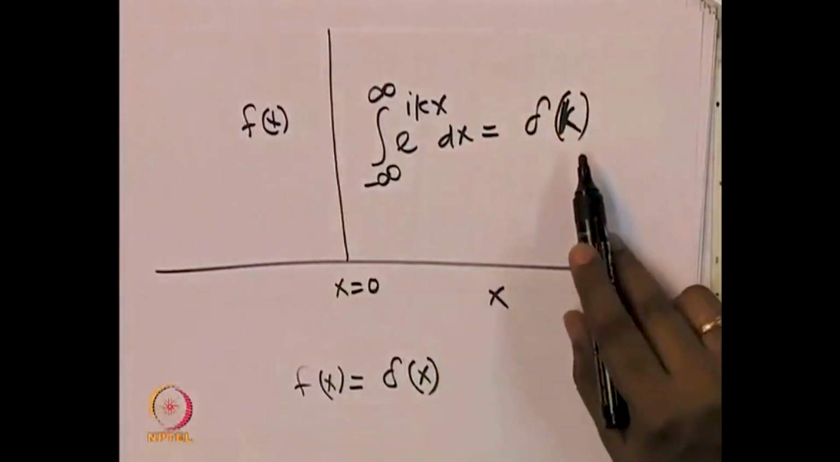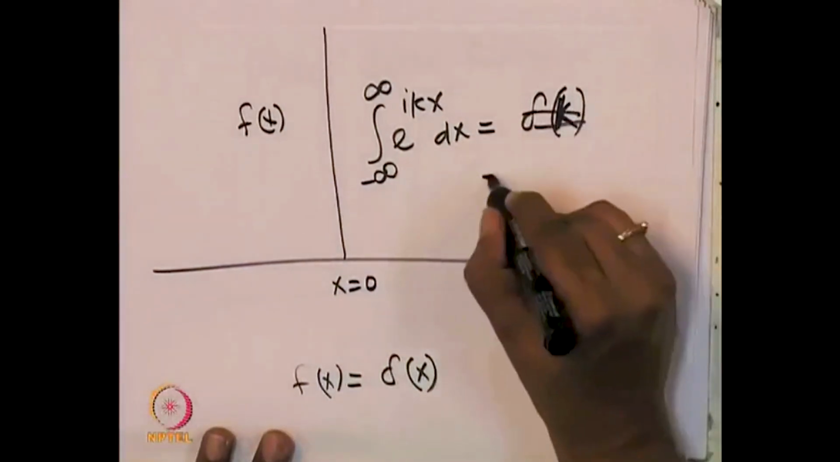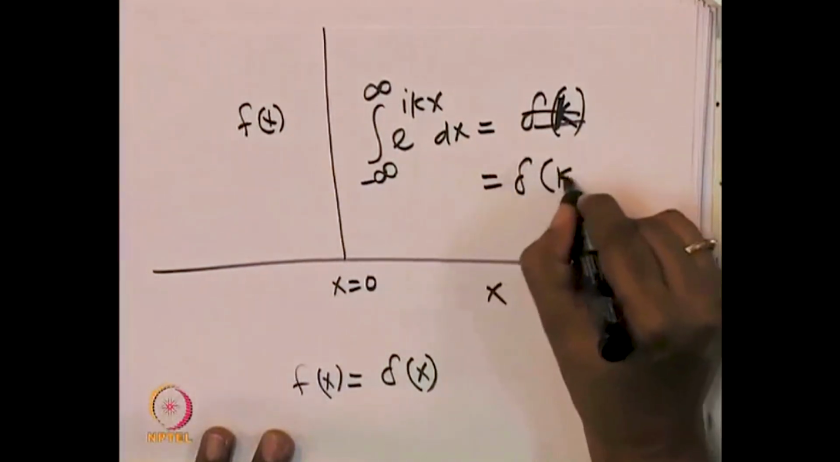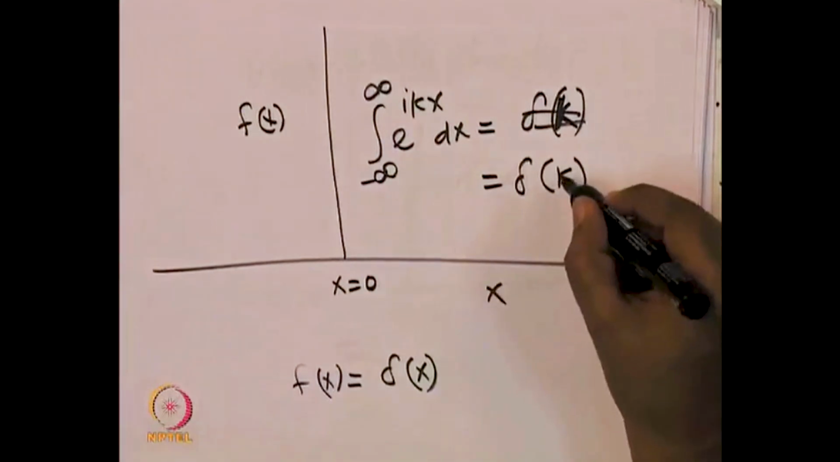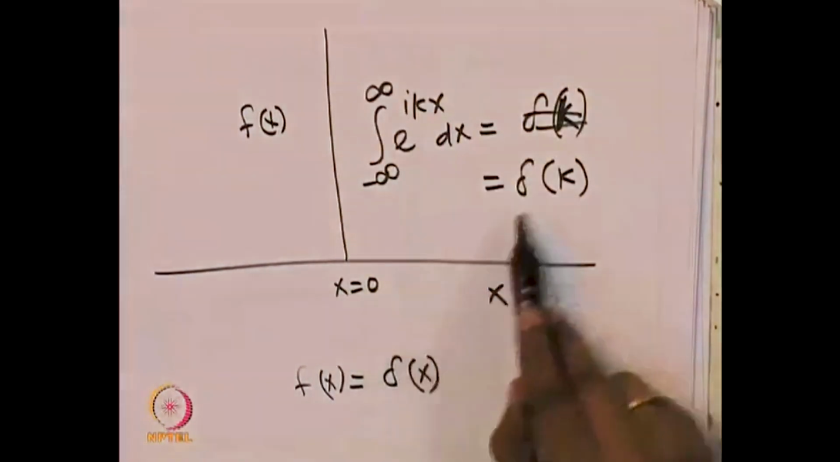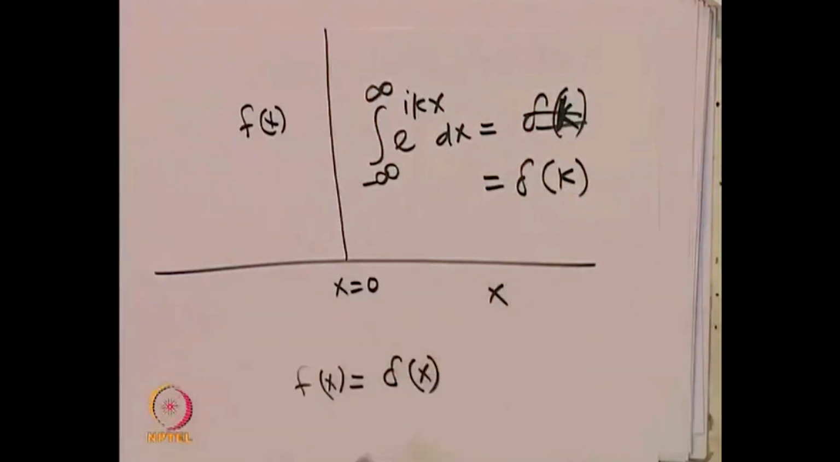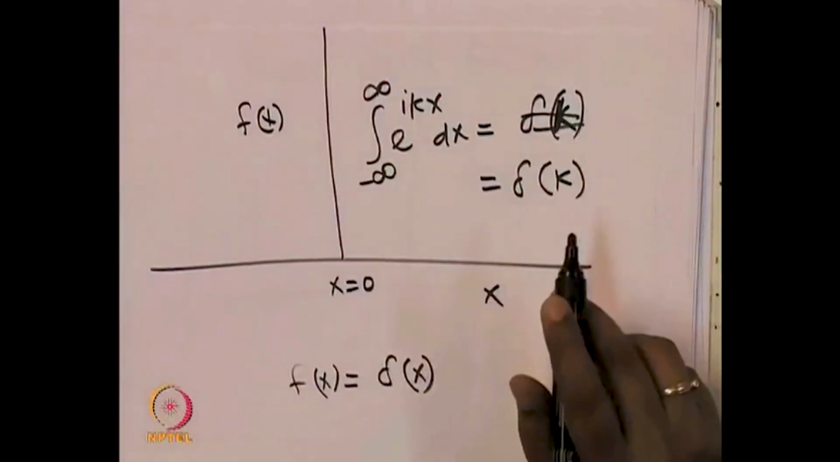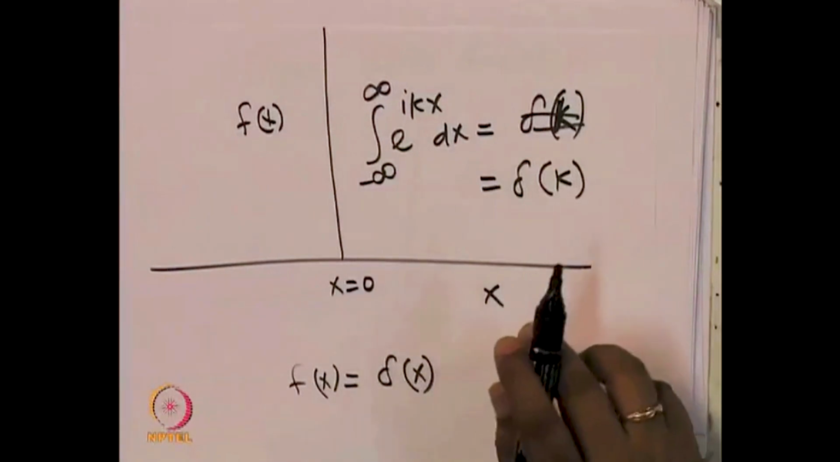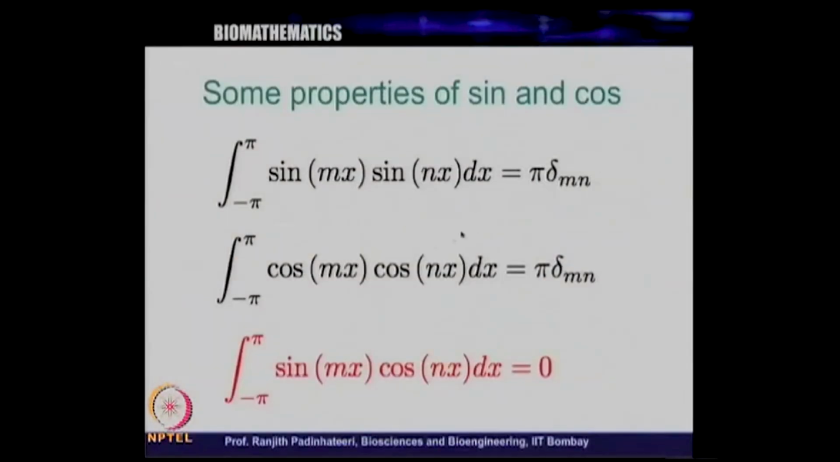When k is 0, this is infinity. When k is non-zero, it will be 0. So, this is somewhat similar to what you have here, very similar to what you have here.